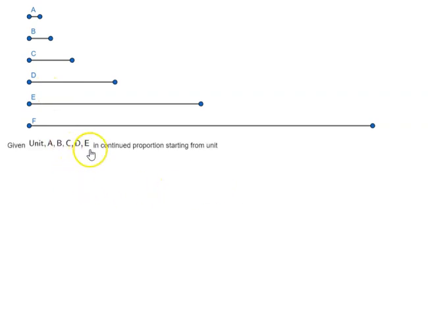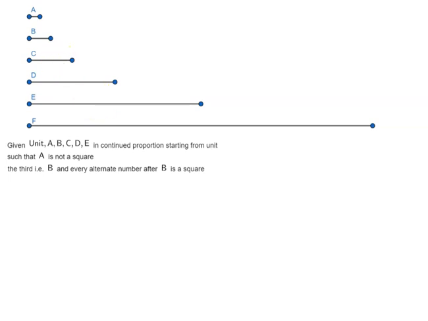Given unit A, B, C, D, E in continued proportion, which basically means starting from the unit, such that A is not a square. In our previous proposition, we have already shown that the third, that is B, and every alternate number after B is a square. So B is a square, D is a square, F is a square. We have to show that C is not a square and E is not a square.